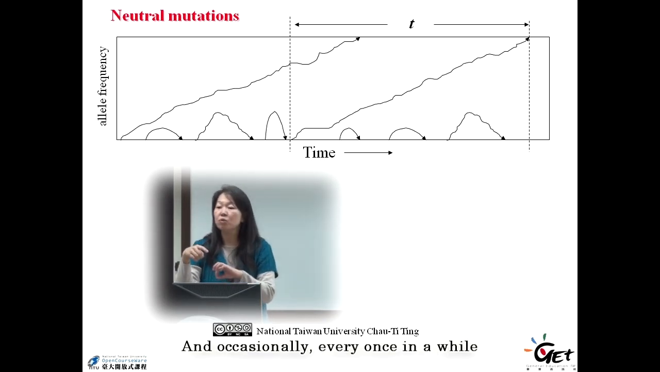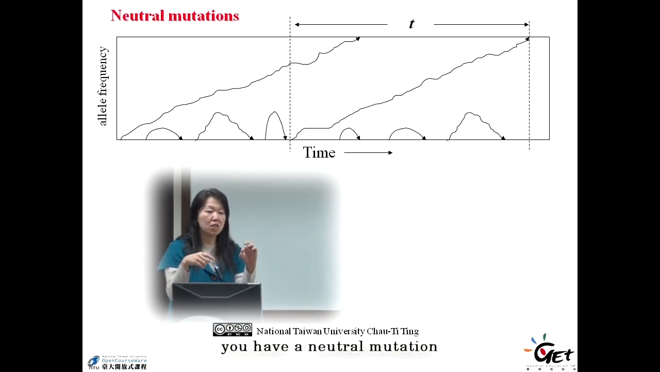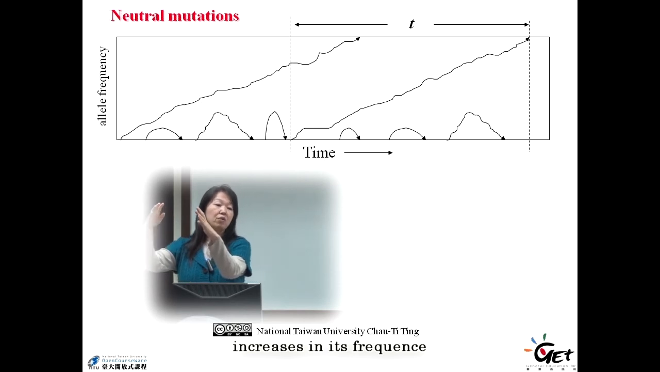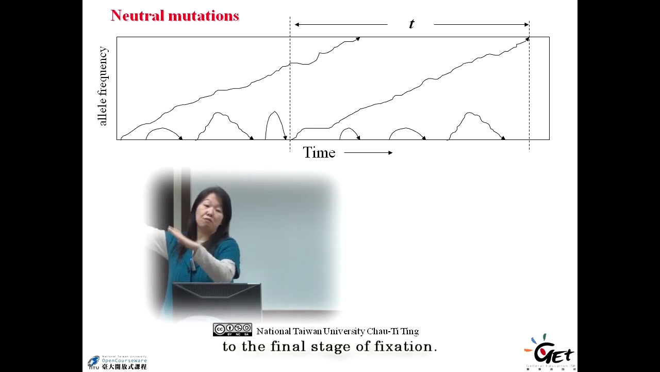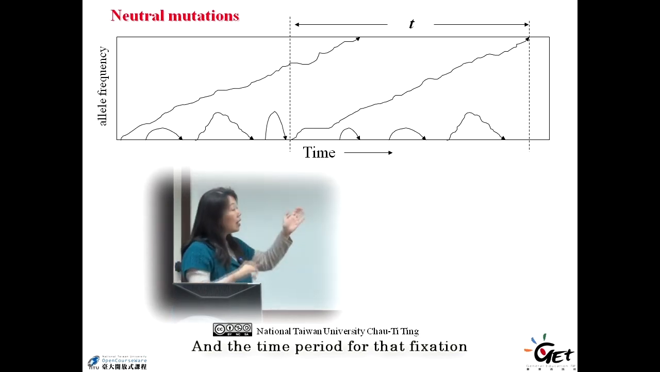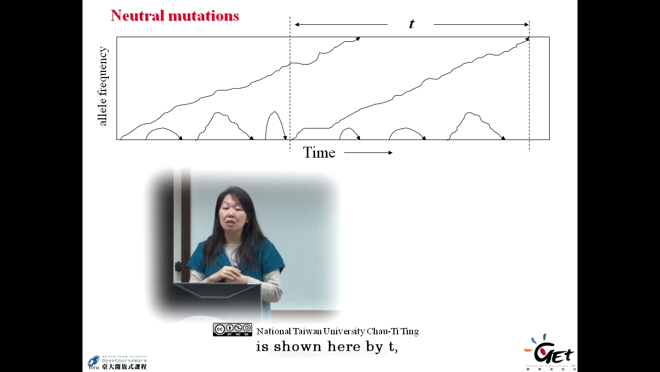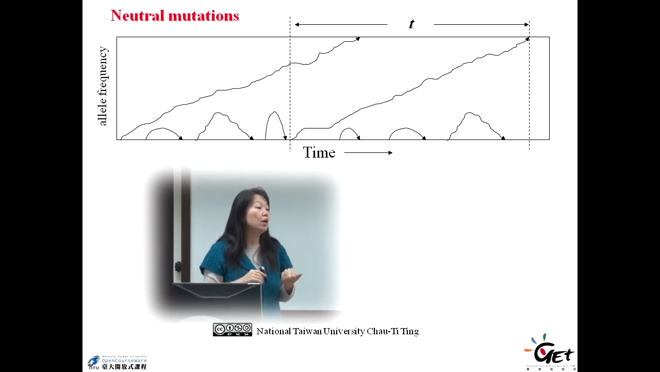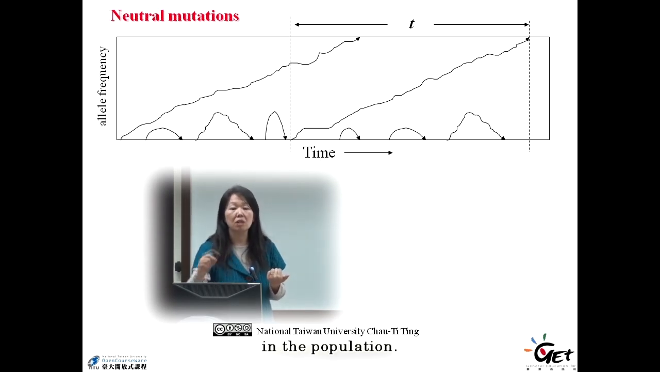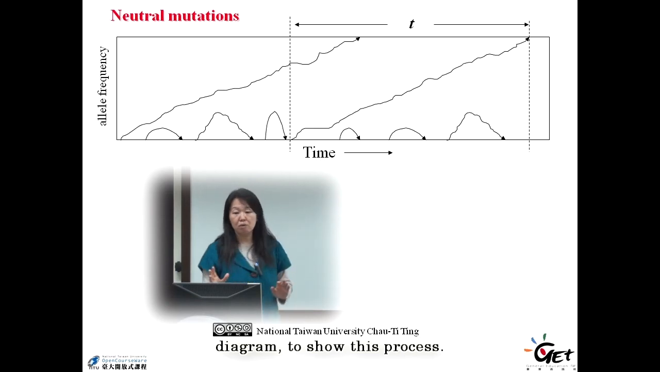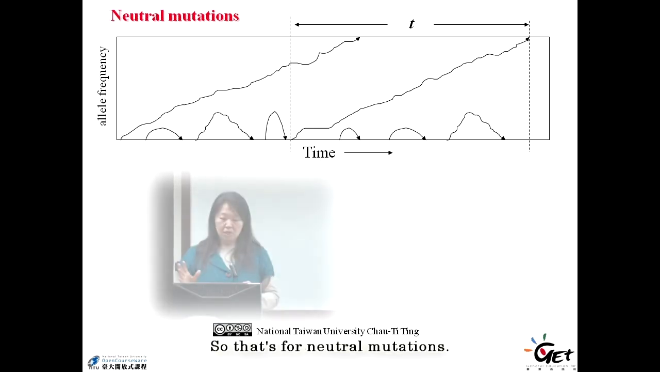Occasionally, every once in a while, you have a neutral mutation which fluctuates in the population but gradually increases in frequency to the final stage, fixation. The time period for that fixation is shown here by T, and in the previous slide I already told you it will take 4n generations for a neutral mutation to be fixed in the population. So that's the top diagram showing this process. That's for neutral mutations.